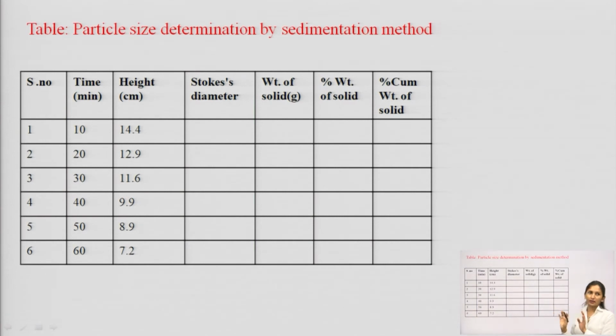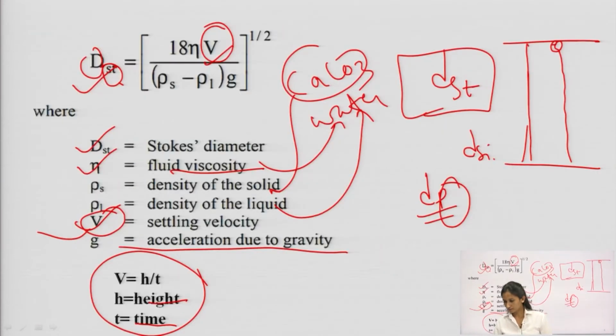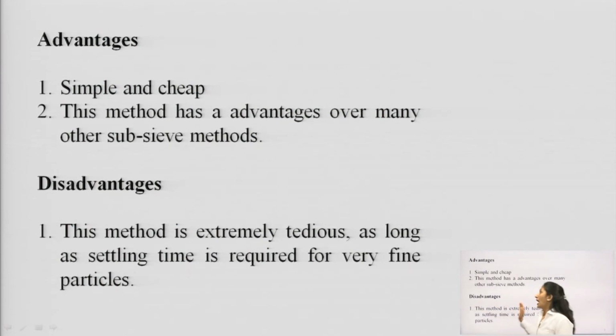So in this way we can tabulate the data and calculate the average particle size or stroke diameter of the powder particle, as well as the particle size distribution by the Anderson method or sedimentation method. This is the formula for the calculation of the stroke diameter. Advantages and disadvantages, this is not for the stroke diameter, this is advantages and disadvantages for this method, the sedimentation method or Anderson pipette method.